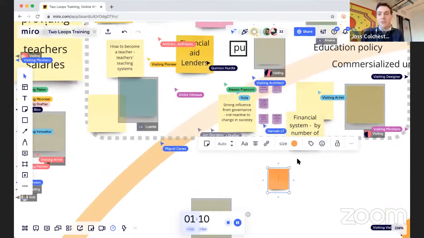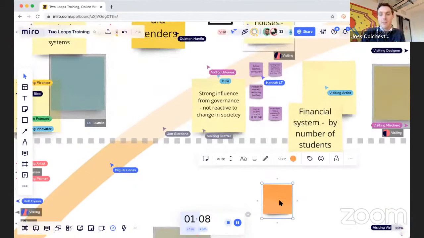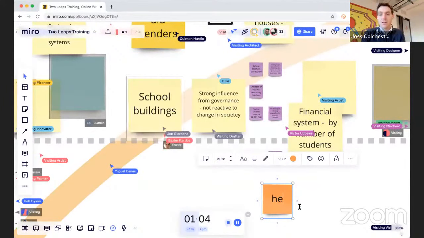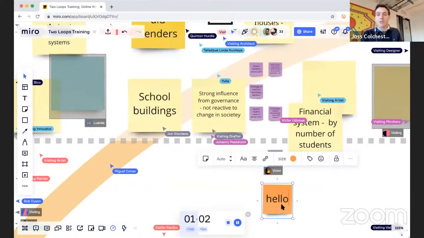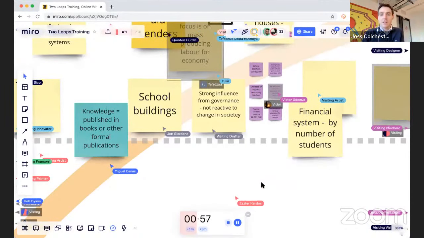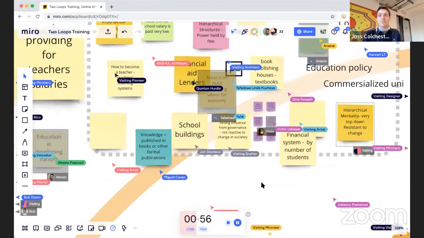Just a little note, when you're finished typing, please deselect the stickies. You type something and then deselect so that we can see what it looks like. So I think you got the idea there.